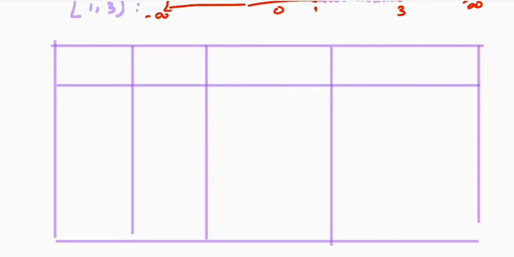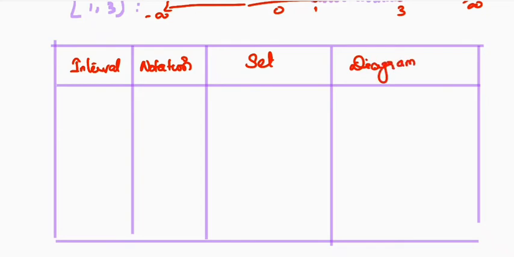Okay, see that? What is it? First one I am going to write the interval. The second one, its notation. Third one, the set. Next one, diagrammatic representation of the interval.